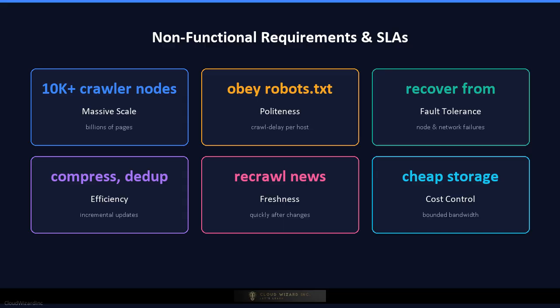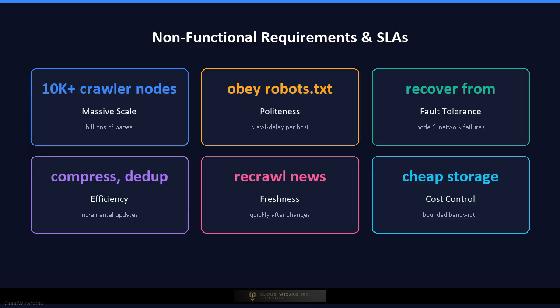Now the non-functional requirements. The crawler must be massively scalable, distributing work across thousands of nodes and crawling many pages per second. It must be polite, obeying crawl rate limits and robots.txt, so it does not overwhelm small websites. It must be fault-tolerant, recovering from node failures, network timeouts, DNS errors, and malformed pages without losing progress.